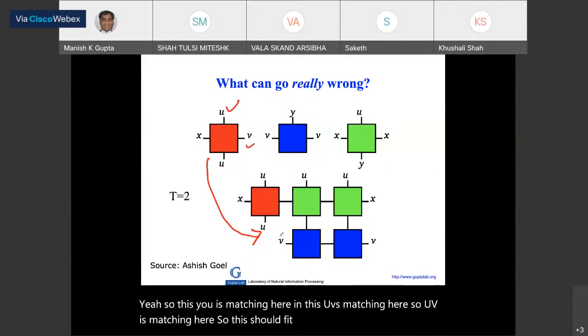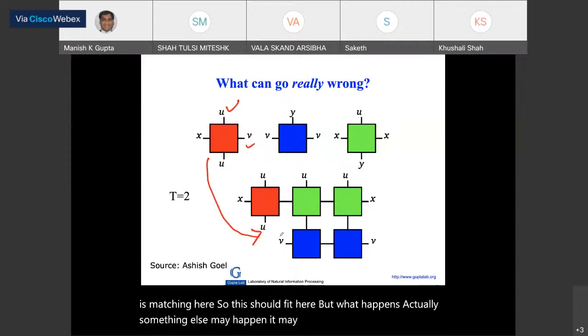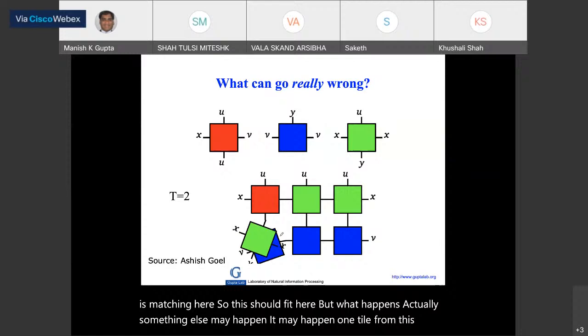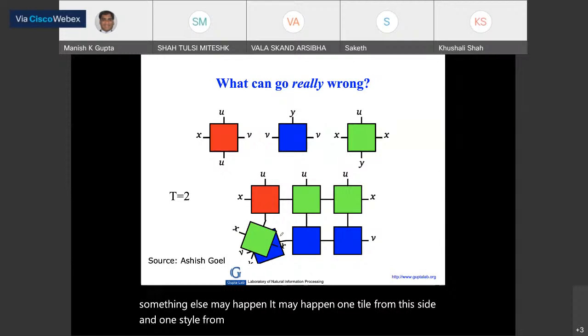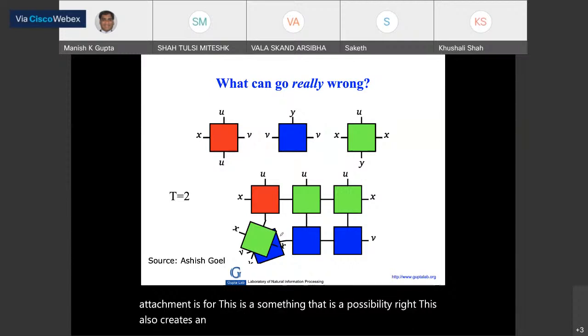But what happens? Actually, something else may happen. It may happen one tile from this side and one tile from this side is matching, right? And this kind of attachment is something that is a possibility, right? This also creates an error. Okay.